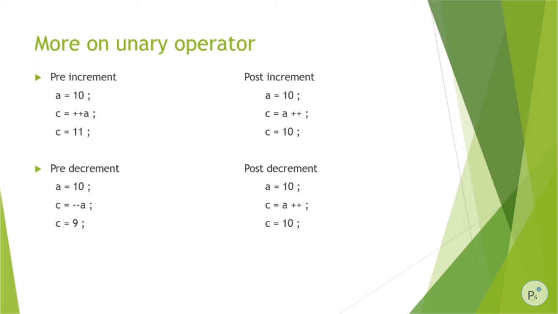Okay, so let's understand the decrement concept. Similar to increment, it just decrements the value by 1. In case of increment, it increments the value by 1. In the decrement, it will decrement the value by 1. Same, a equal to 10 and c equal to minus minus a. In pre-decrement it will decrement the value first and then assign it to variable c. So c contains 9. Got that?